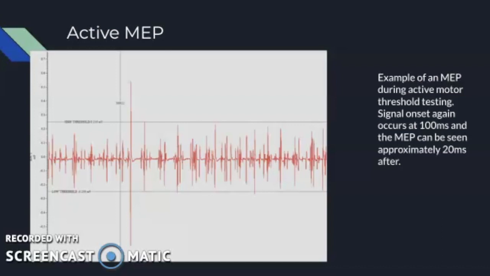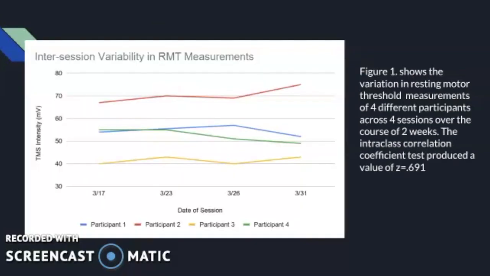In this slide, we look at figure 1, which shows us the variation in resting motor threshold measurements for 4 different participants across 4 sessions during a 2-week time span. The intraclass correlation coefficient test produces a value of 0.691. This shows that there's moderate reliability across our sessions, which supports that we have moderate intersession reliability.